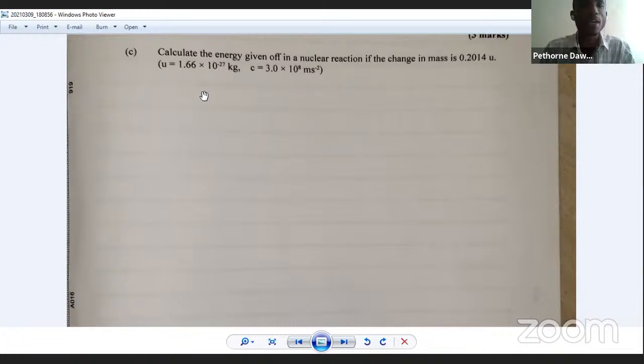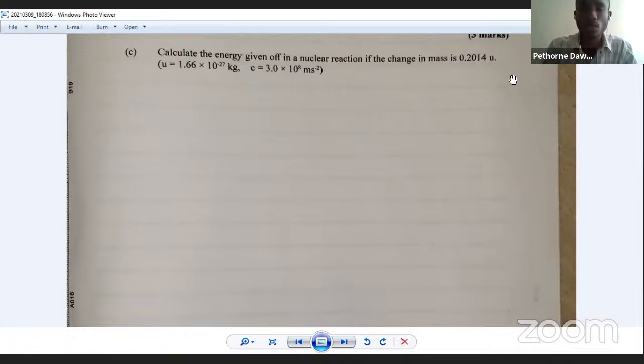Yes, Emily. So the U value here is simply the mass deficit that is given, and then the actual mass is converting that mass deficit in U to actual mass by multiplying the two. The atomic mass unit is just a convenient representation of atomic masses for extremely small particles, because really and truly, there's no way for us to directly measure 1.66 times 10 to the negative 27 kilograms. We don't have an instrument to do that.